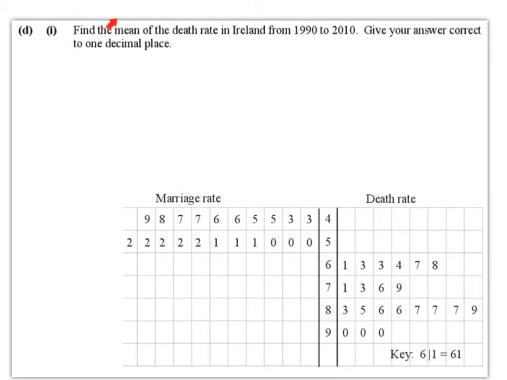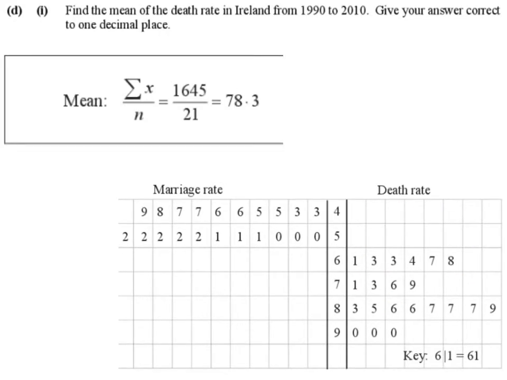D, part 1. Find the mean of the death rate in Ireland from 1990 to 2010. Give your answer correct to one decimal place. So we're interested in the death rate, which is the right-hand side. For the mean, we're going to add together each of these values, and then divide by 21, because remember there's 21 values in total. This one here represents 61, so you can put it straight into the calculator.